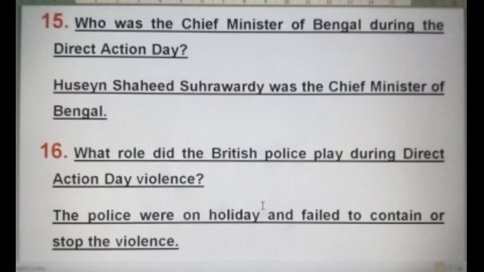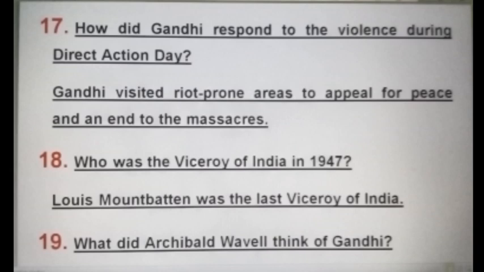Who was the Chief Minister of Bengal during the Direct Action Day? Hussain Shahid Suhrawardy was the Chief Minister of Bengal. What role did the British police play during Direct Action Day violence? The British police were on holiday and failed to contain or stop the violence.